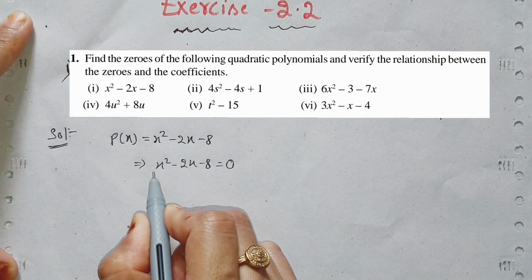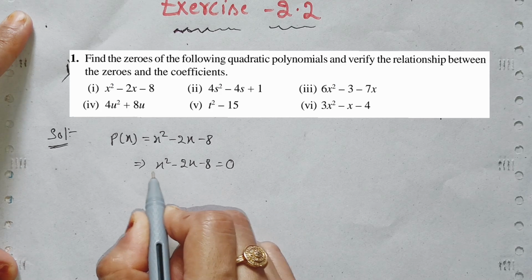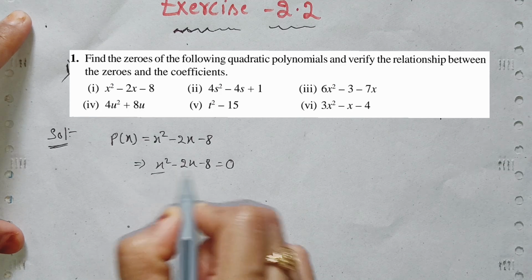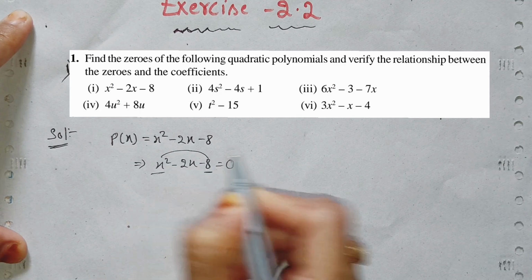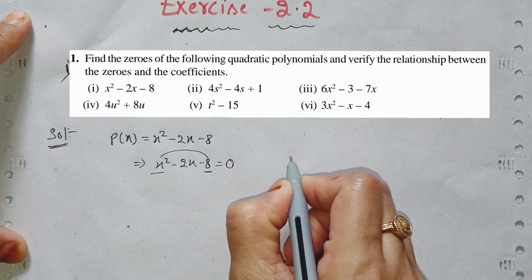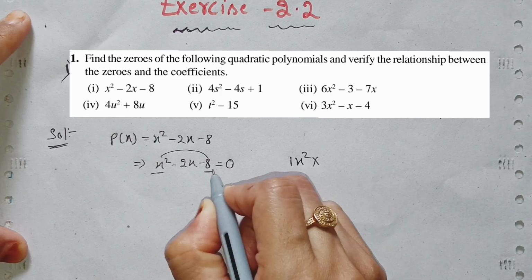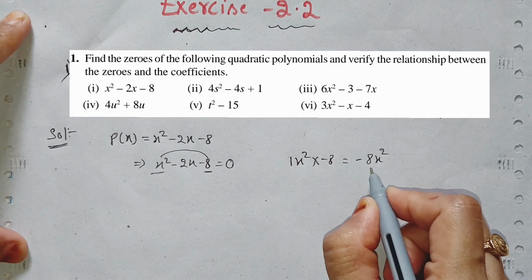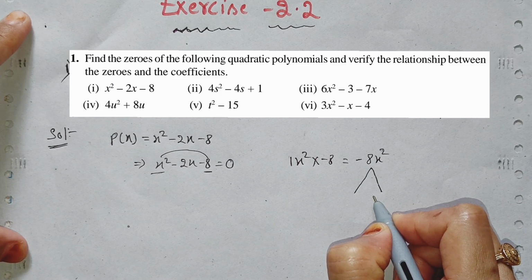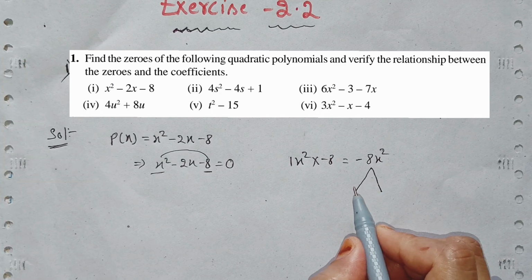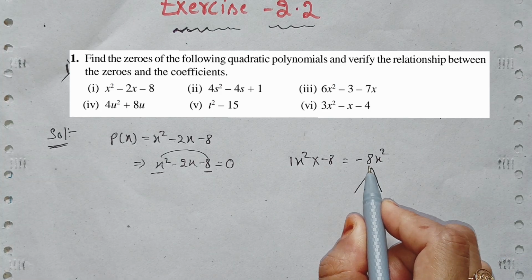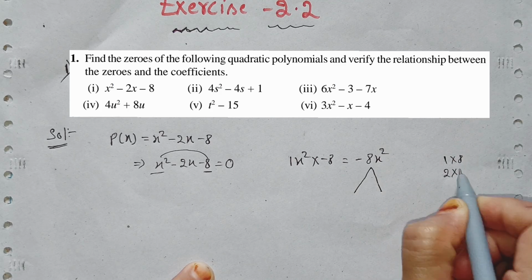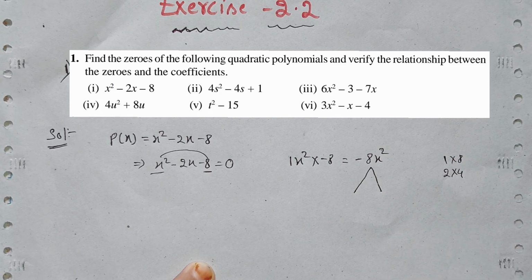For this, we have to multiply the first term and the last term. These two we have to multiply. So 1 x square into minus 8 is minus 8x square. Now we have to find out the factors for this minus 8x square. What are the factors of 8? 1 eight's 8, then 2 four's 8, then after that 8 one's 8.